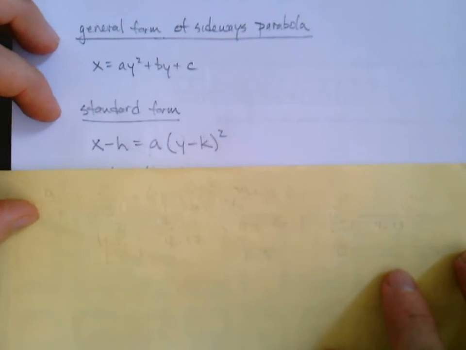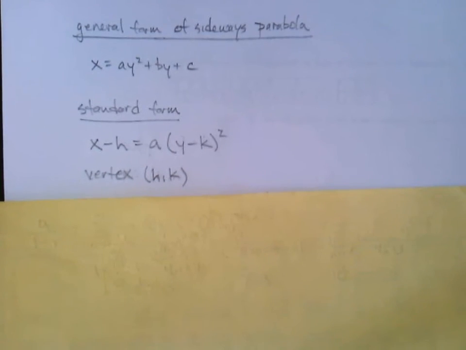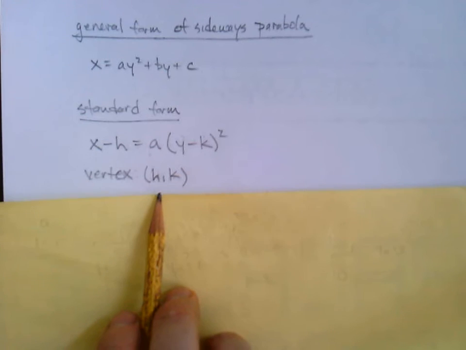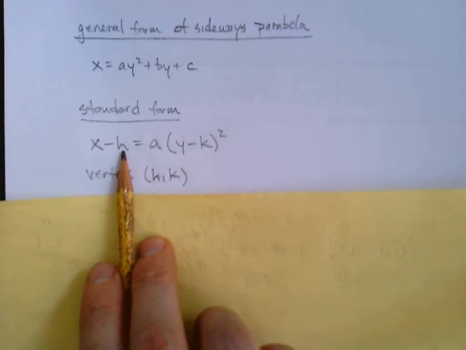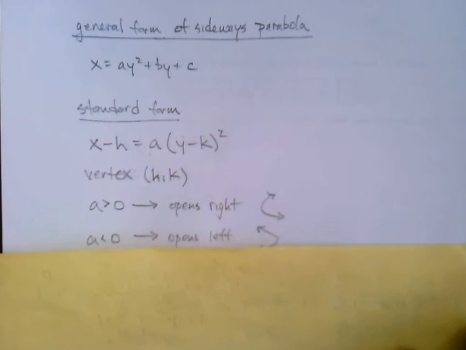So if we just look at the points, the vertex is still (h, k). The h goes with the x, the k goes with the y. And how does it open?